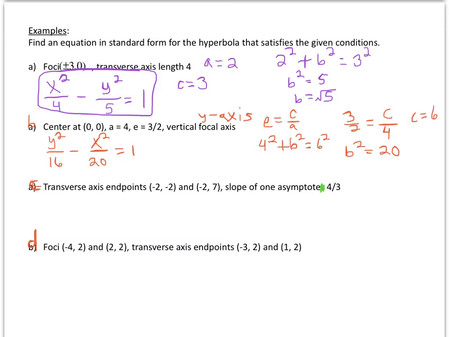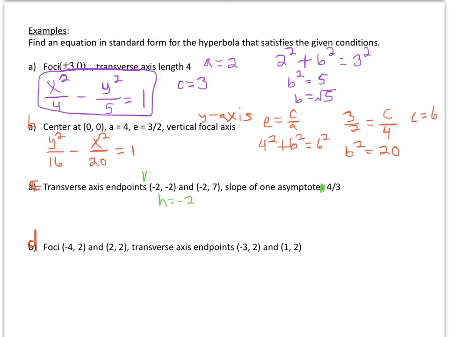The transverse axis is the one that has a on its length, and so that means that our transverse axis endpoints are actually telling us our vertices. If it was opposite, if it was telling us about our semi-conjugate axis, it wouldn't be telling us our vertices, but it would be telling us something about b. So these are really our vertices. So that means that h is -2 because it's the same in both.